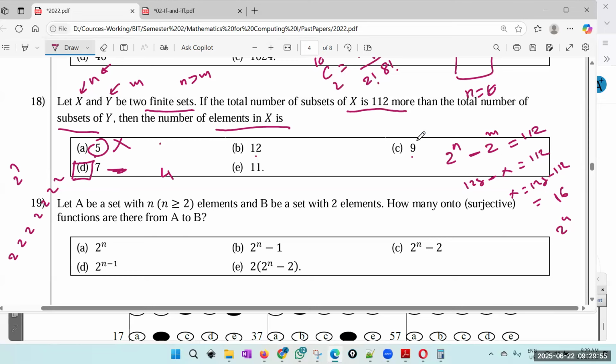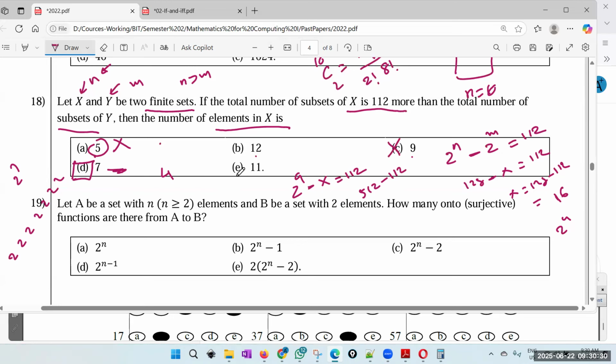Then you need to try 9. That is 2 to the power 9 minus something, where the difference must be 112. Already we have 128, 128 into 2 is 256, and 512. So X must be 512 minus 112, which is 400. 400 is not a power of 2. So therefore 9 can't be the answer.